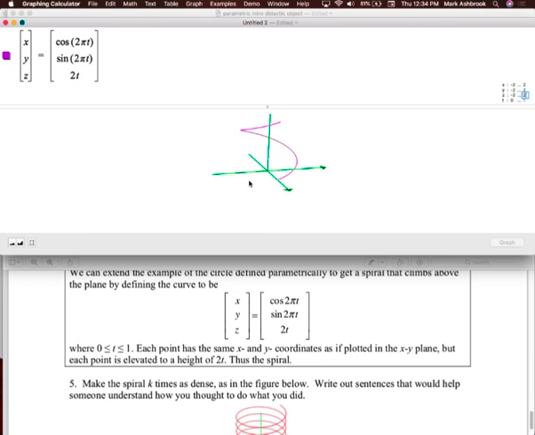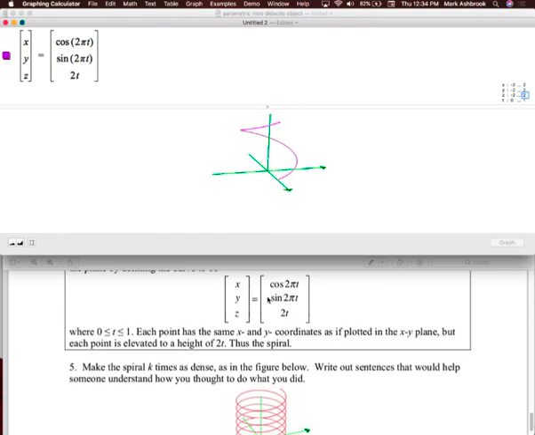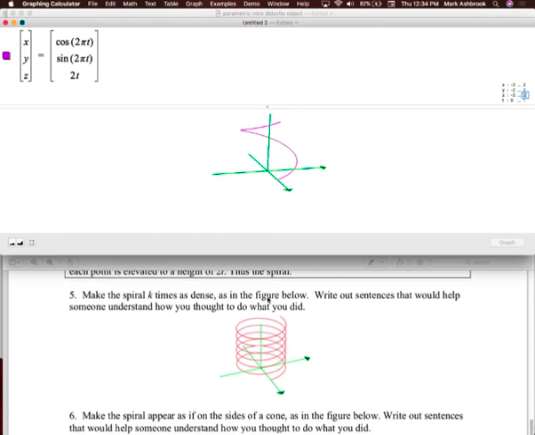Okay, so that's what you got when you first put it in? And now we want to make the spiral k times this dense, right? So this is not dense, right? It's like stretched. So we want to make it k times this.